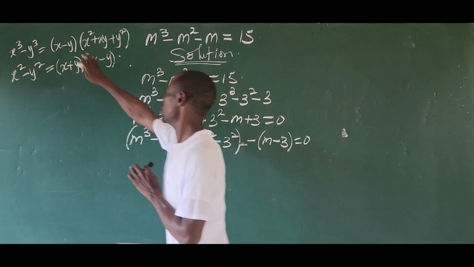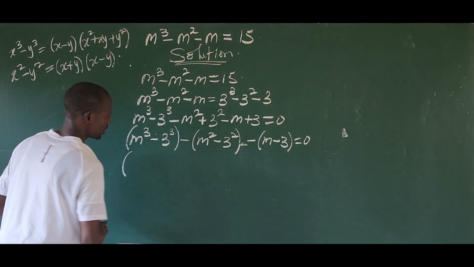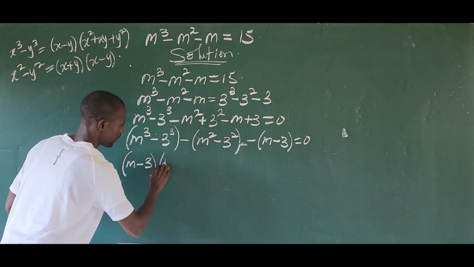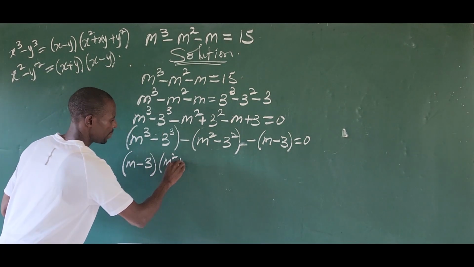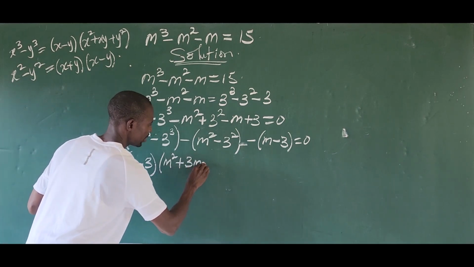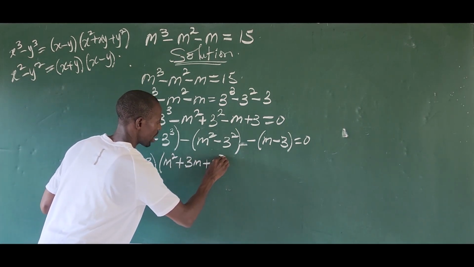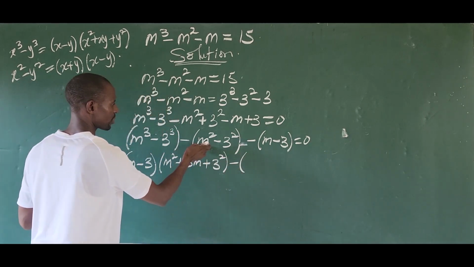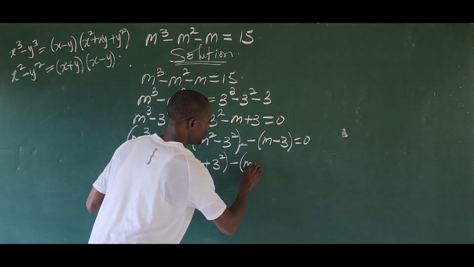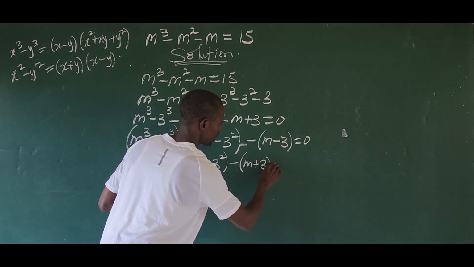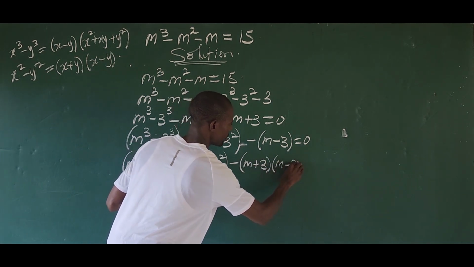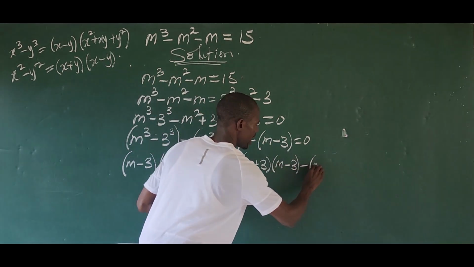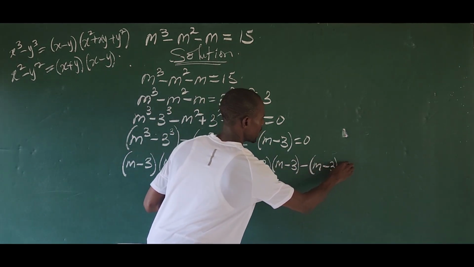So introducing this in here, this is going to give us (m minus 3)(m to the power of 2 plus 3m plus 3 to the power of 2) minus. Then we're going to apply difference of 2 squares, which is (m plus 3)(m minus 3), then minus, here we just have (m minus 3), everything equal to 0.